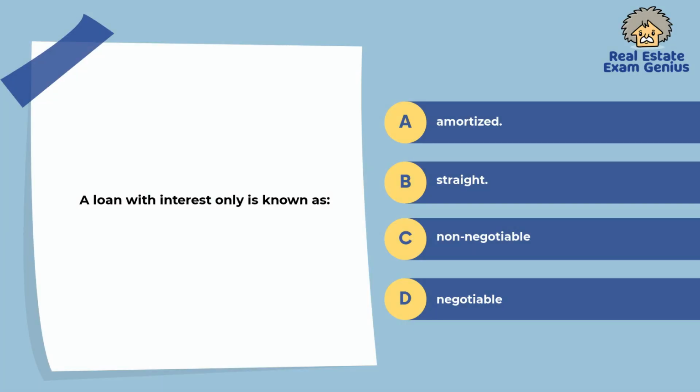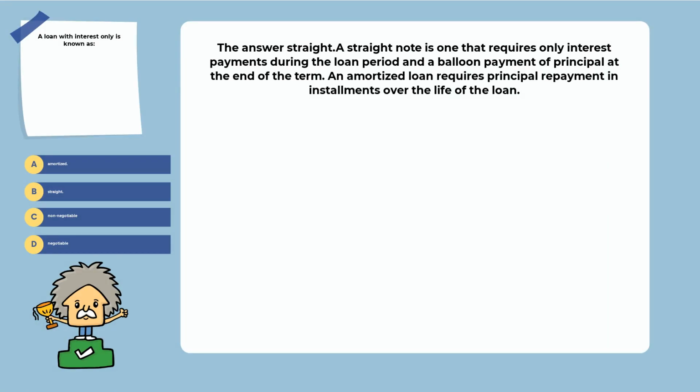64. A loan with interest only is known as amortized, straight, non-negotiable, negotiable. Explanation. The answer is straight. A straight note is one that requires only interest payments during the loan period and a balloon payment of principal at the end of the term. An amortized loan requires principal repayment in installments over the life of the loan.